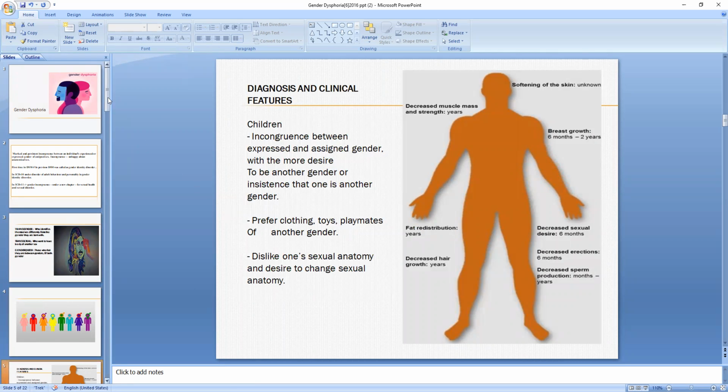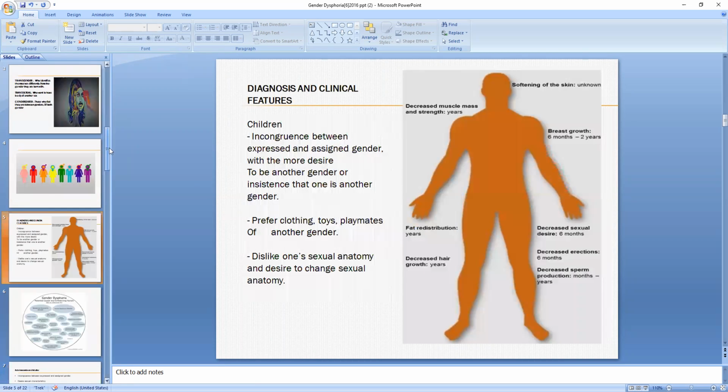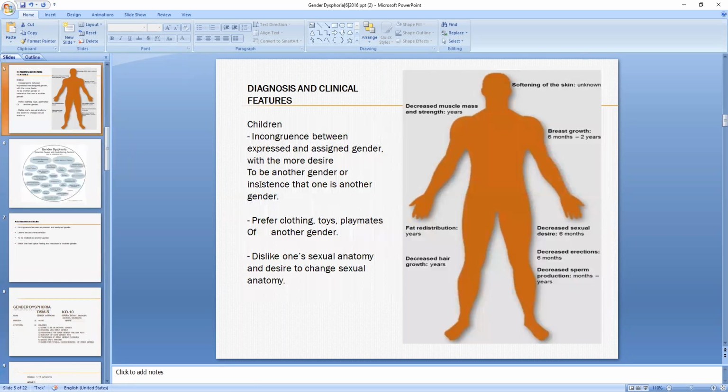Diagnosis and clinical features. In children, there is incongruence between expressed and assigned gender, with a desire to be another gender or insistence that one is another gender. They prefer clothing, toys, and playmates of another gender. And third, they dislike one's sexual anatomy and desire to change sexual anatomy.